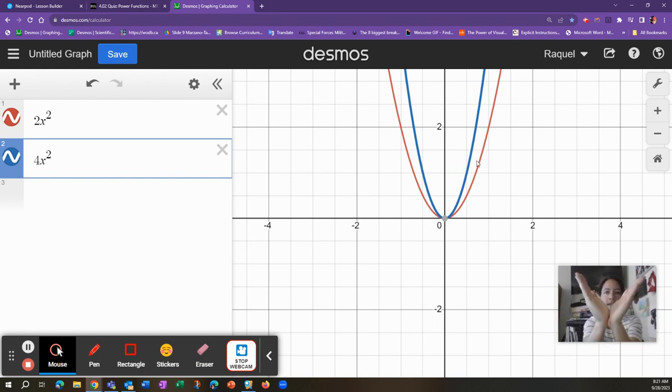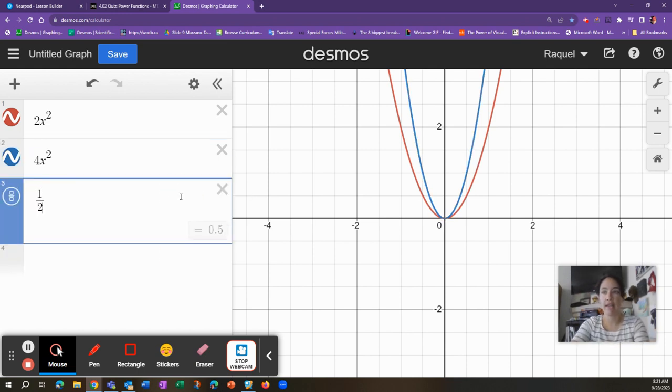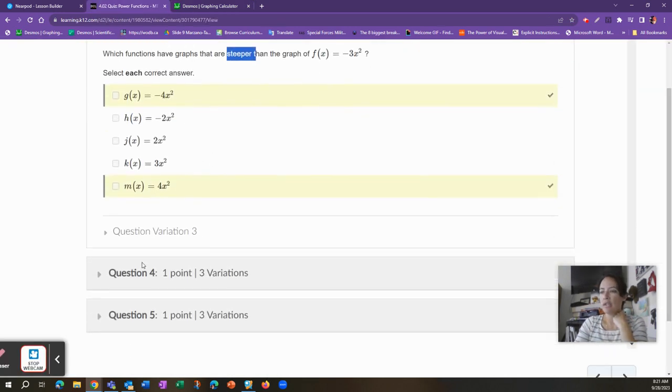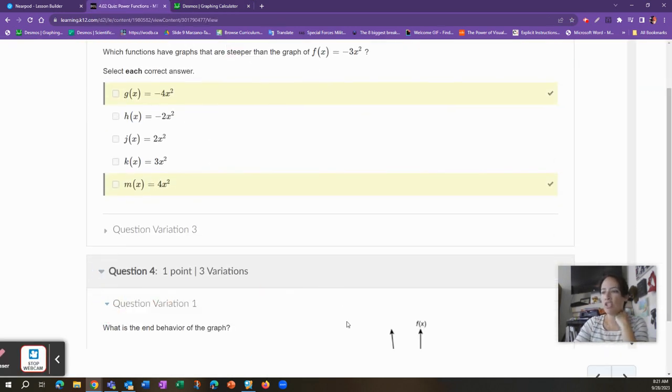It's steeper, right? So this is, let's just do the regular. Let's do 1/2 x squared. Ooh, look at that. Nice and slow. Okay, so think what it means to be steep in these kinds of graphs. Okay, the blue one is the steepest, then the red, then the green. Use technology to explore. Question 4, what is the end behavior?